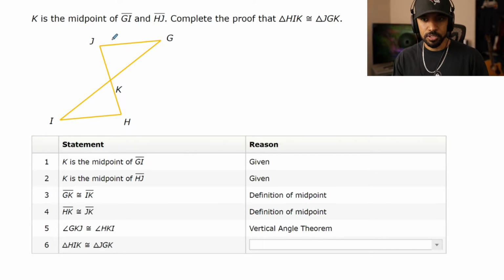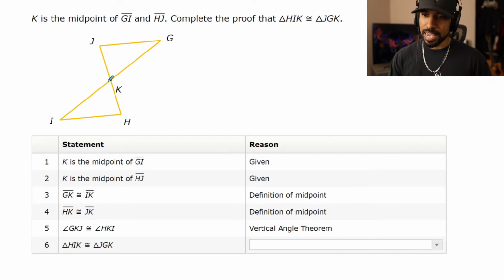Nothing's marked, so we're going to have to build some stuff up. K is the midpoint of GI and HJ. Okay, this is interesting. This point right here, K, is the midpoint of this segment and of this segment right here. So you're going to see some statements here that are going to help you out with that. So K is the midpoint of GI and HJ, given. Given statements, let's start building a triangle congruence proof.